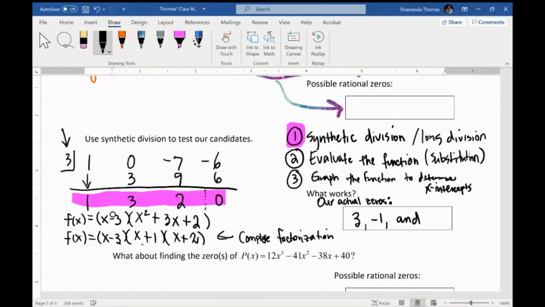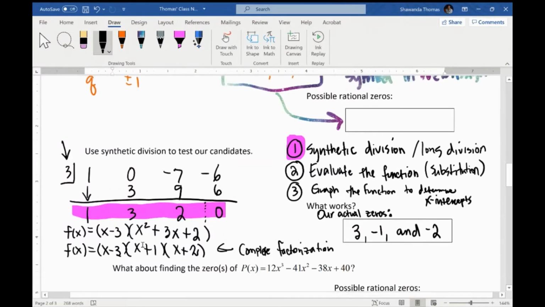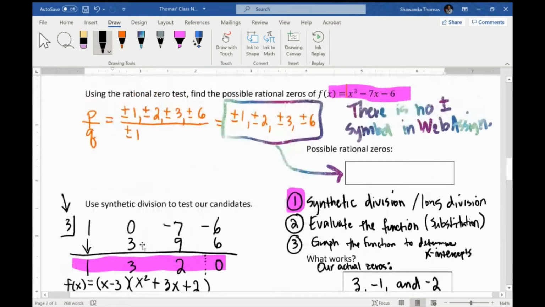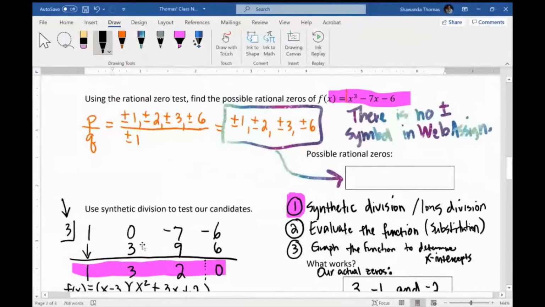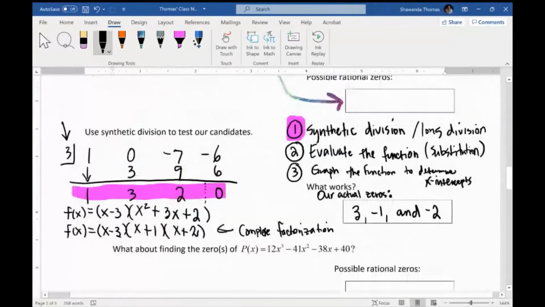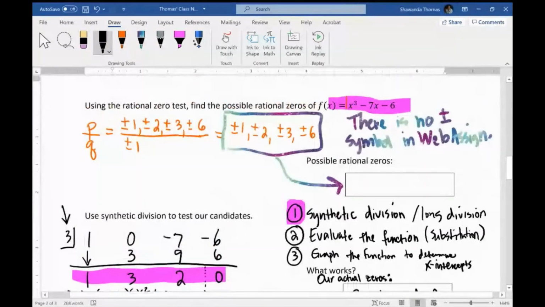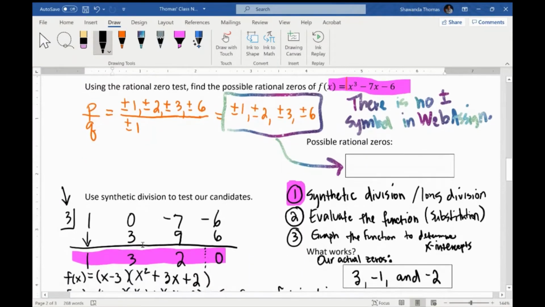Notice we have how many again? We said we were going to have 3, and we ended up with 3. Any questions about that? We use the rational zero test to determine the possible rational zeros, but we had to test them to see what really are the zeros. Not all of those are zeros, right? Because there are only 3.